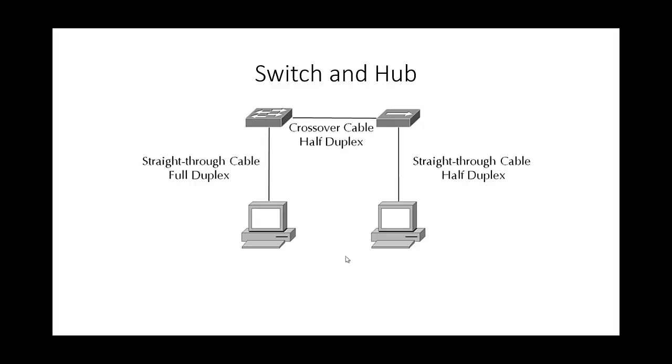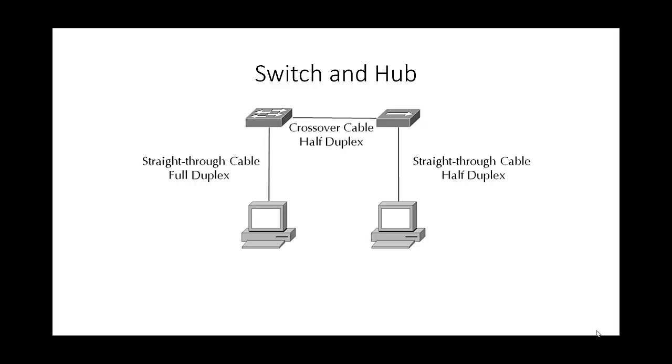However, it is possible for a port on a switch to be connected via crossover Ethernet cable to a port on a hub, as shown on the screen. In this case, only half duplex transmission is possible on the cable between the switch and the hub, as the hub only supports half duplex transmission.